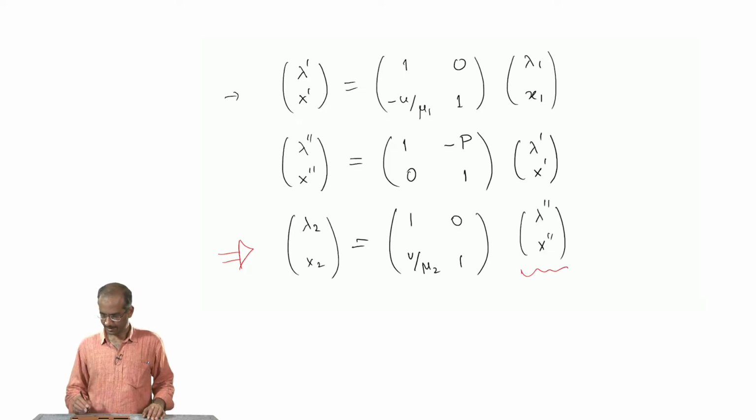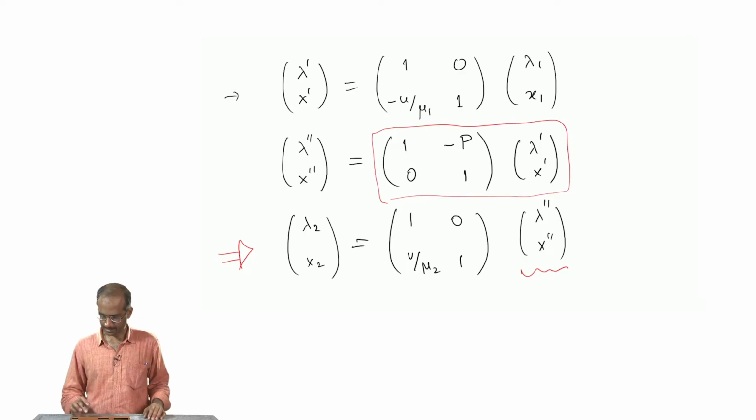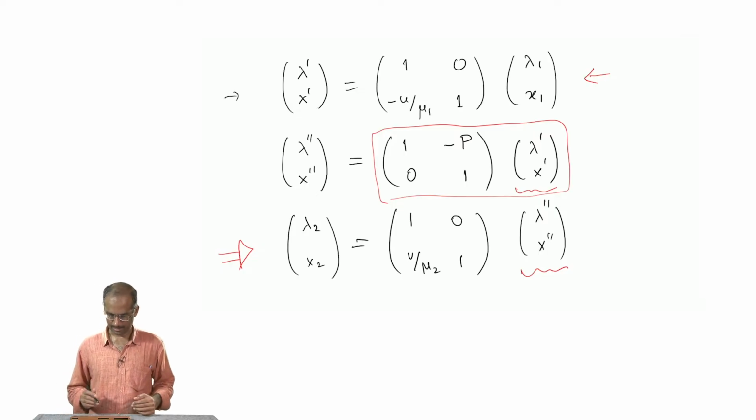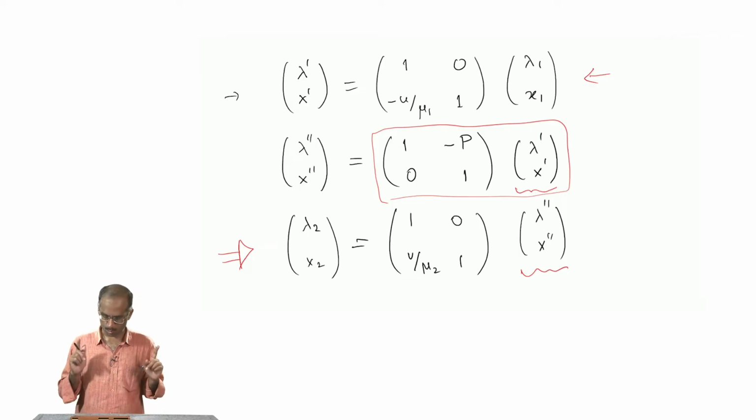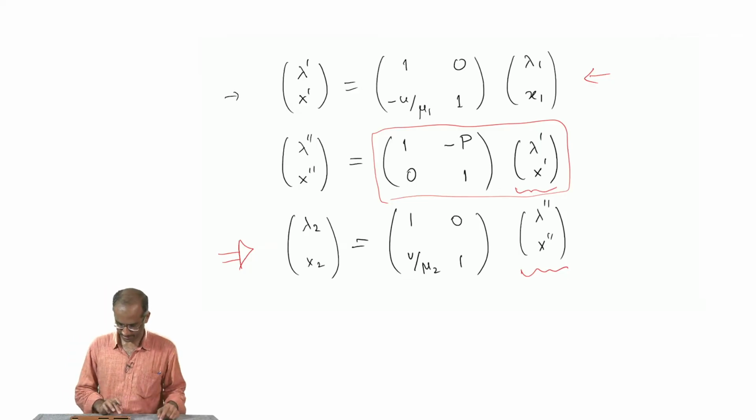As you can see here, you look at the last equation here, which is this. Now, here I have lambda double prime, x double prime, and I can substitute for this vector from here, which is this, and here I have lambda prime, x prime vector, which can be substituted from this equation. So, if I do that successively, I can directly relate lambda 2, x 2 to lambda 1, x 1. Let me write that equation.